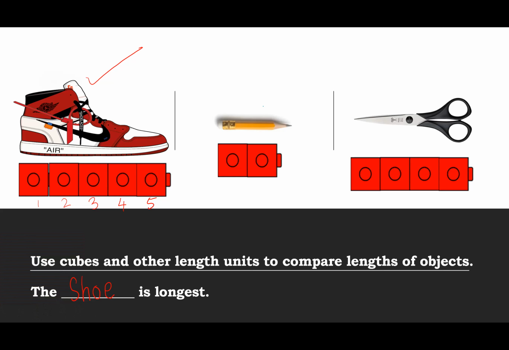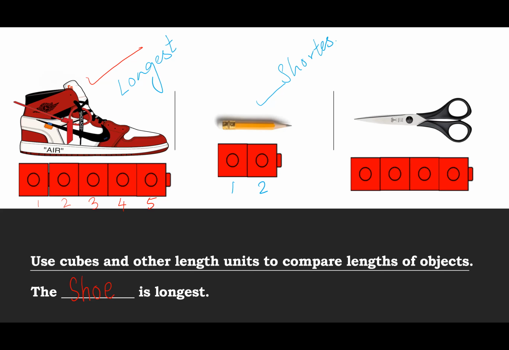If you select pencil, then excellent. This is the shortest one. Why? Good, because it has only 2 cubes. So this is the longest. This is the longest object, and this is the shortest object.